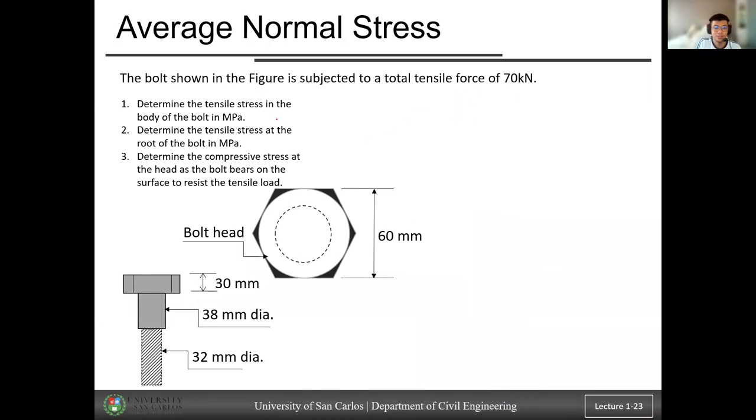So the first is we need to get the stress at the body of the bolt. Let's say this is the 70 kilonewtons. If we try to cut a section at the body, this is just my drawing, okay? The drawing is a bit bad because I'm still struggling with my drawing tablet. So if this is the 70 kilonewton external force, this is the 70 kilonewton internal force, still in compression.